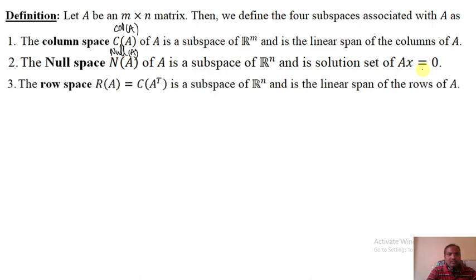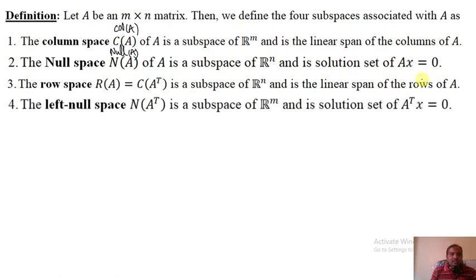Now the third one, the row space R of A, which is the same as the column space of A transpose. It is a subspace of R power N and is the linear span of the rows of A.